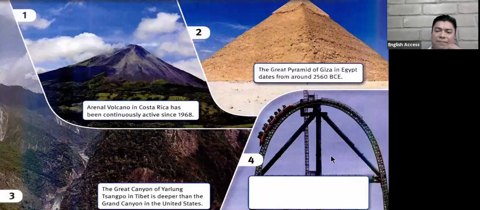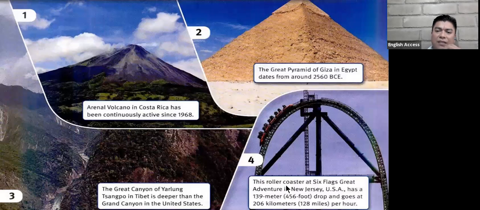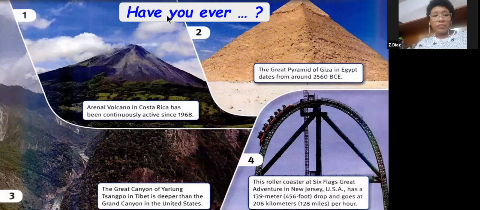And number four. This roller coaster at Six Flags Great Adventure in New Jersey, USA, has a 139 meter drop and goes at 206 kilometers per hour. Wow, now this is a little tall and it's a little fast, don't you think? Yes, it's too fast.